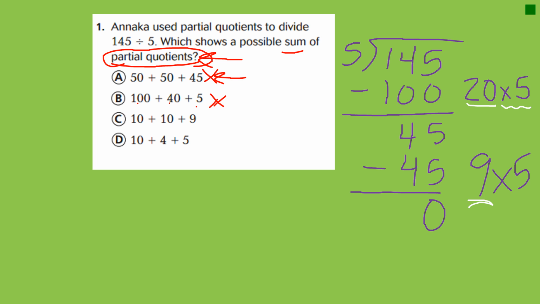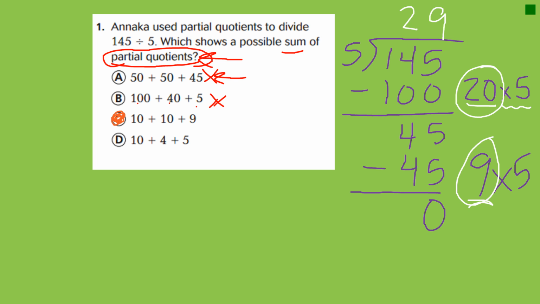But what's the final quotient? Everybody has a 20. Everybody has $9. 29. Okay, now I look over at my answers. There's no 29. Oh, that's right, it's partial quotients. So which of these add up to 29? Let's see. C, 10 plus 10 plus 9. Oh, that's 29. D, 10 plus 4 plus 5. No, that's 19. So the answer is C.